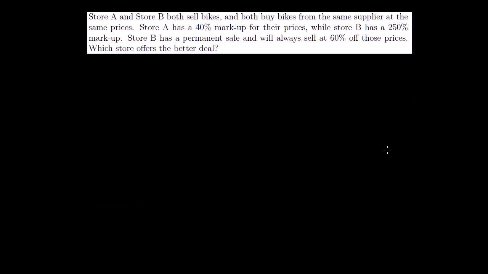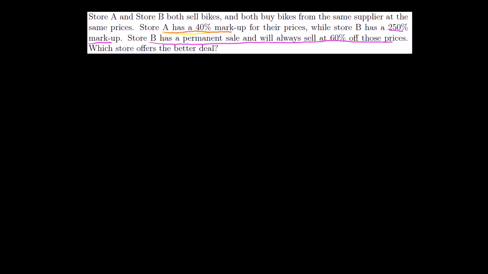All right, let's do one more. Store A and Store B both sell bikes and both buy bikes from the same supplier at the same price. Store A has a 40% markup. That means whatever they buy the bike for, they sell it for 40% above that. While Store B has a 250% markup. Store B has a permanent sale and always will sell at 60% off those prices. Which store has a better deal?